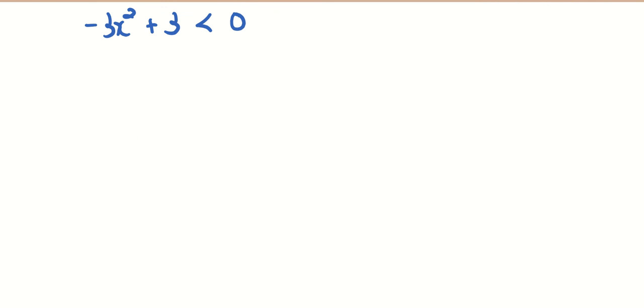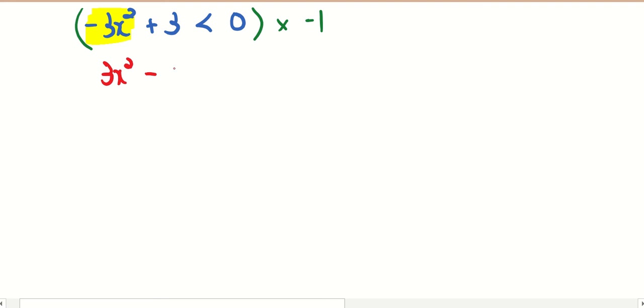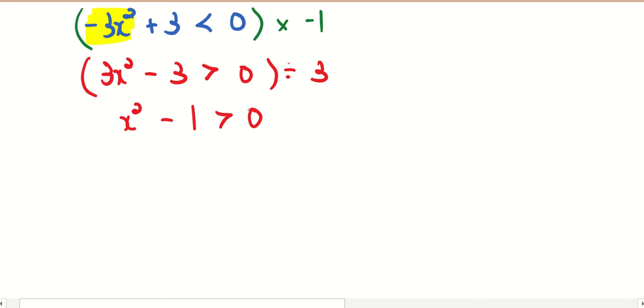Take note, if you want to solve for quadratic inequality, the first thing is to ensure the x squared must be positive. If it's not positive, you have to make it positive. So I multiply everything by a negative 1. What will happen to the sign, the direction of the inequality? It will change sign. But I can divide everything by 3 also. I must make sure the right hand side is always equal to 0. How to factorize?